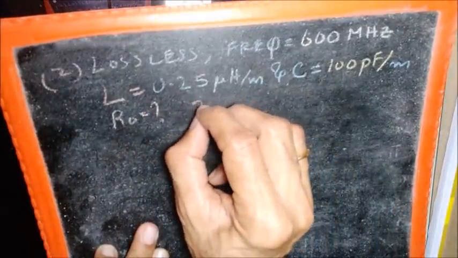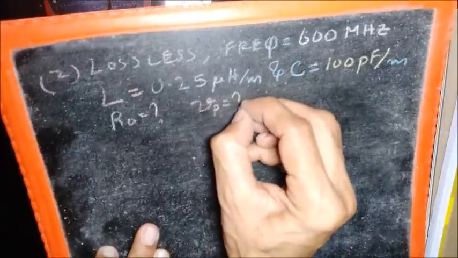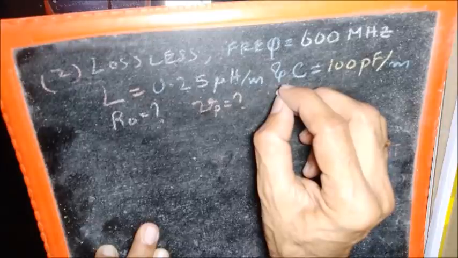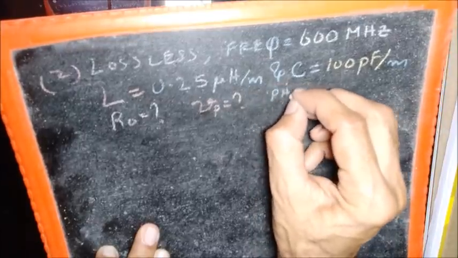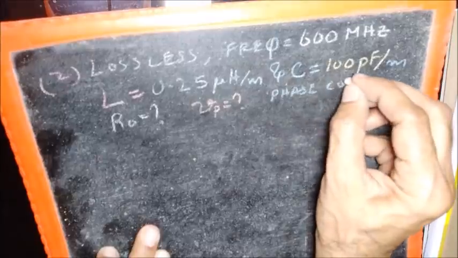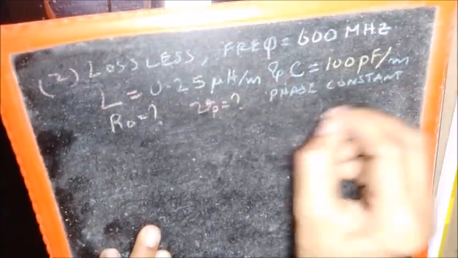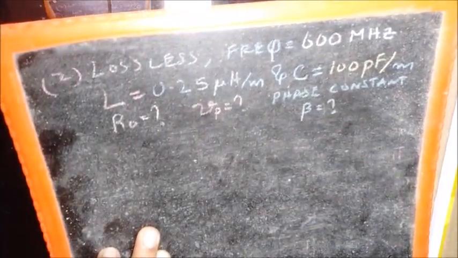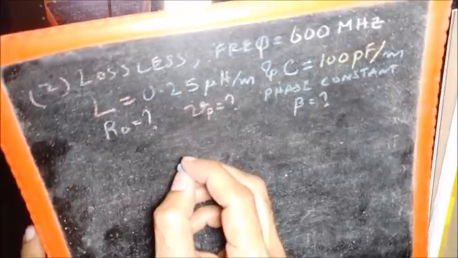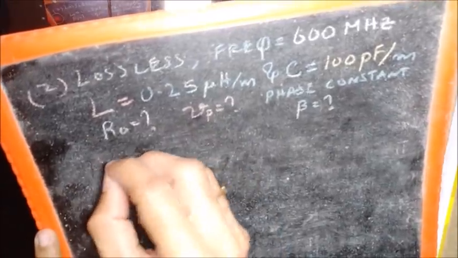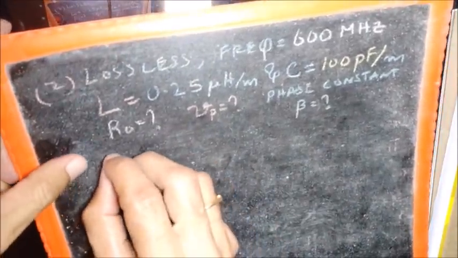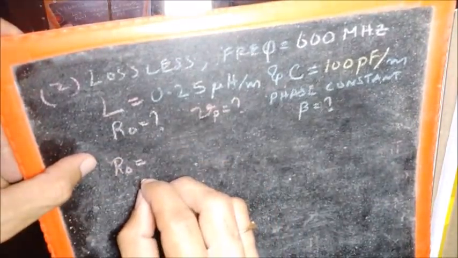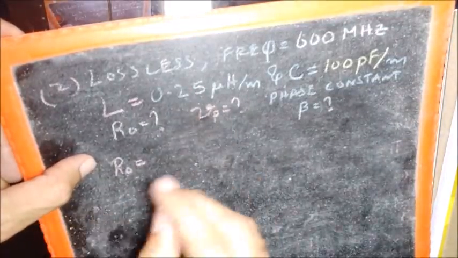We have to find phase velocity, and we have to find the phase constant, beta. So we have to find out these three from the given data. The characteristic impedance will be purely resistive, and from our previous discussions we know that it is lossless, which means R and G are 0.